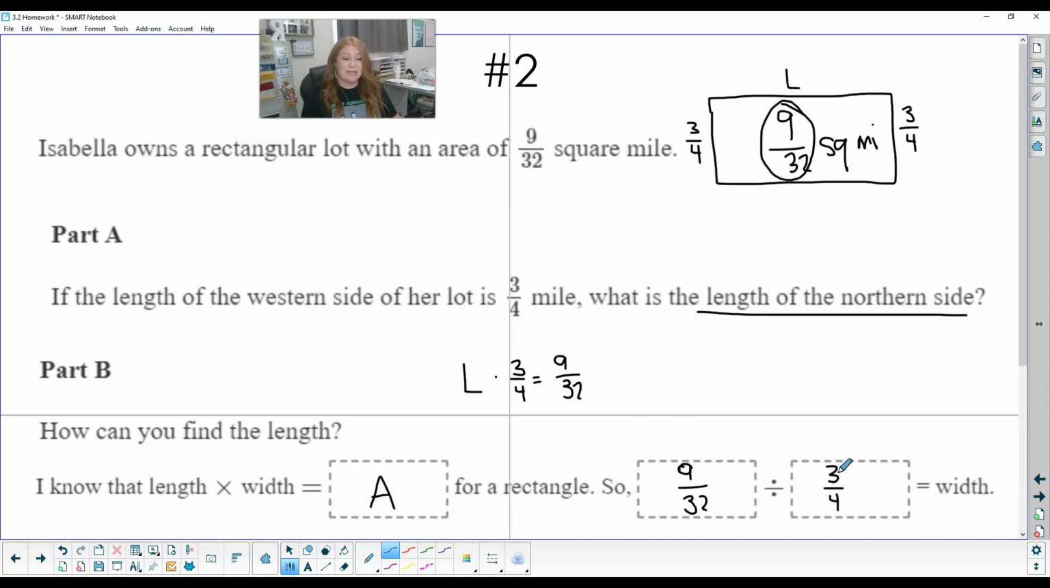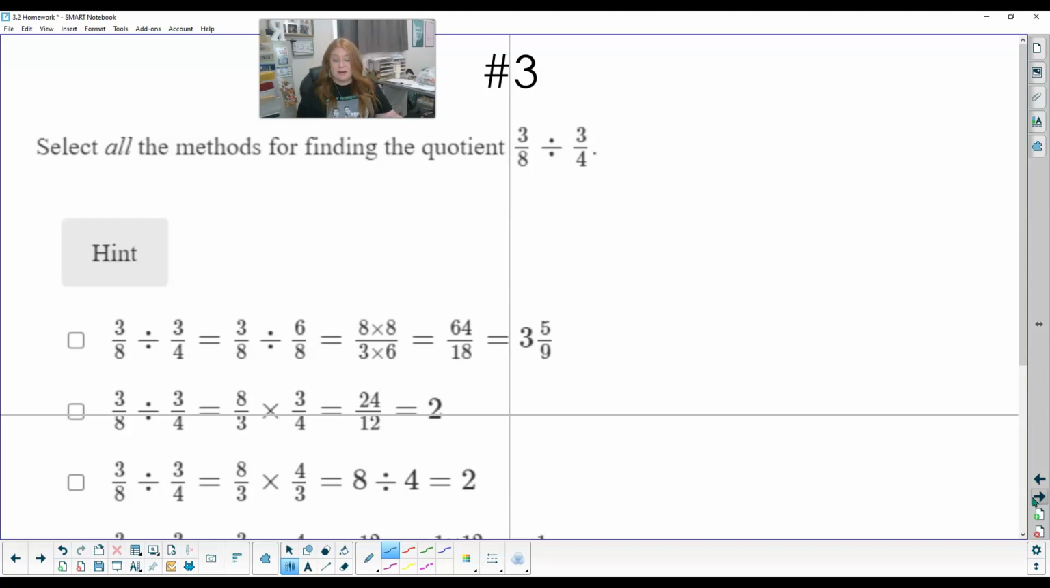So now I do notice that 9 and 3 and 32 and 4 are going to make nice whole numbers. So you can either divide and then simplify, or you can copy, dot, flop and use the multiplicative inverse if you'd rather multiply. So either way, doing this division problem or using the multiplicative inverse will tell us how long the north and south sides are. All right, number 3 is we are going to write down other methods for finding this problem here.